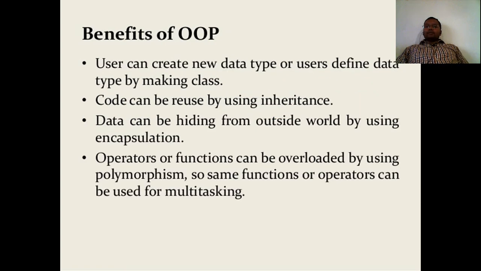Benefits of object-oriented programming. The user can create a new or user-defined data type by making a class. Code can be reused by using inheritance. I told you earlier, data can be hidden from the outside world by using encapsulation. Operators or functions can be overloaded by using polymorphism, so some functions or operators can be used for multitasking. These are the major benefits of object-oriented programming.